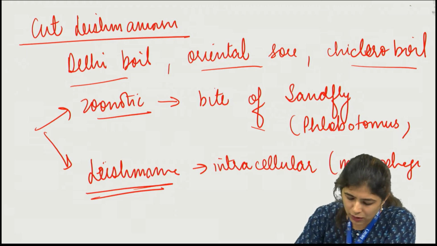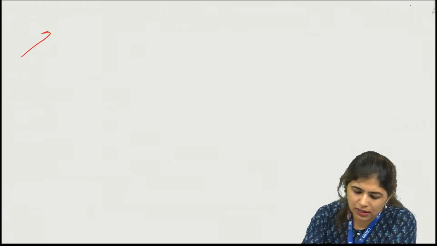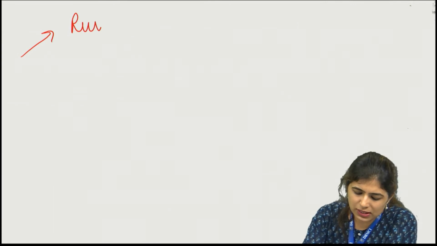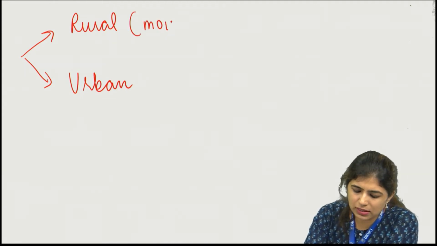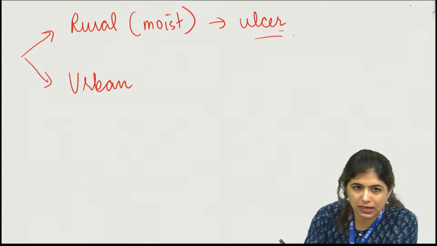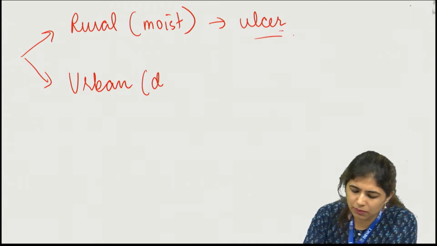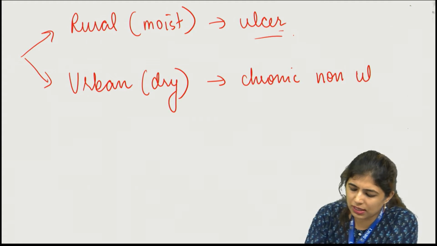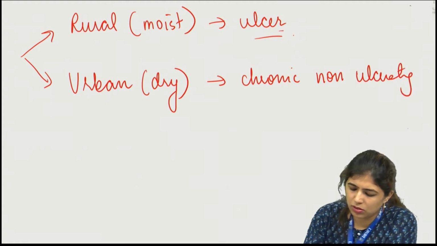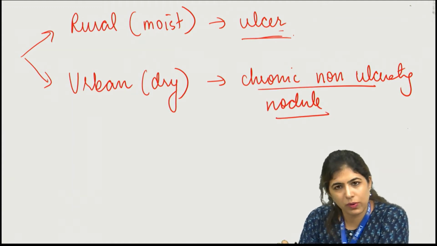Now, how does it manifest clinically? This can either manifest as the rural type or the urban type. The rural type is the moist type, in which there is an ulcer on the skin. In the urban type, which is the dry type, it is generally a chronic, non-ulcerating nodule. Clear? Clear to everyone?